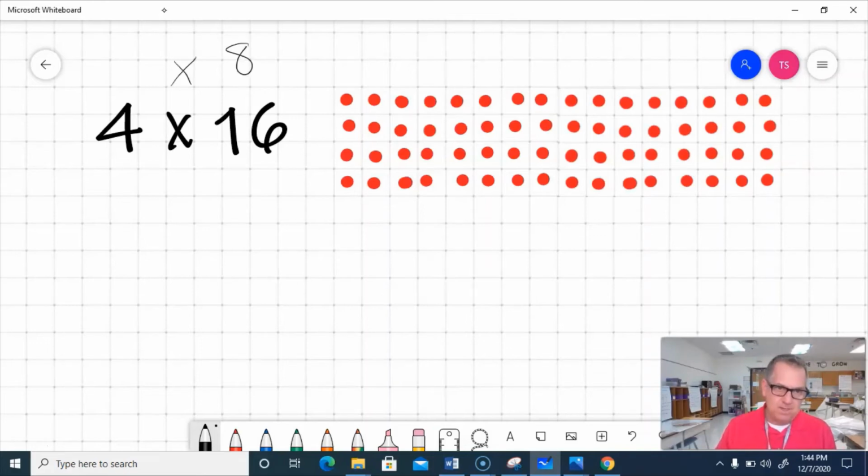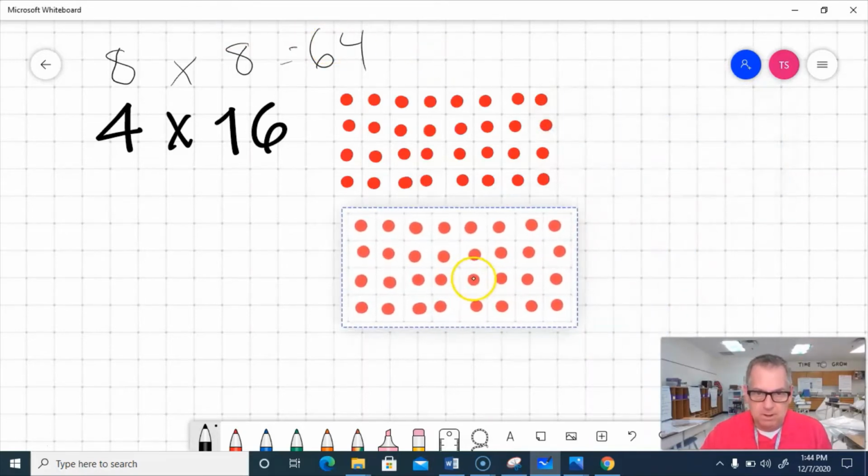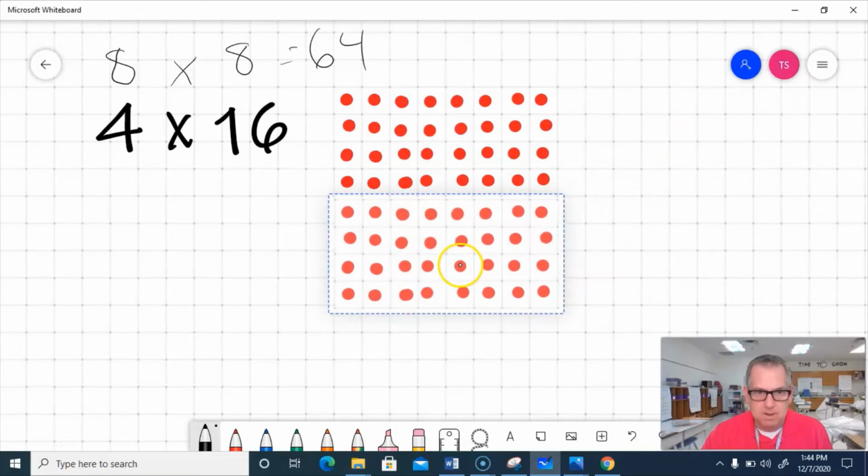And if I divide that by 2, to make it the same problem I'd have to double the 4. And 4 times 2 is 8. So that'd be the same thing as 8 times 8, and we know 8 times 8 is 64. So that means 4 times 16 would be 64 too. This is what it would look like if I move my array around and cut it in half and I'm basically doubling it.